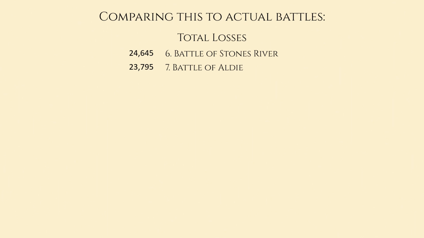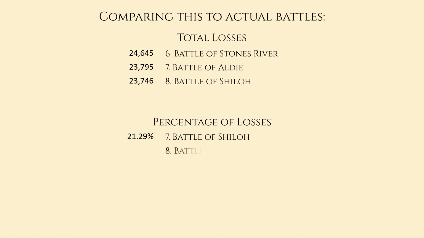So we're going to compare this battle to the actual battles of the Civil War. After all, I stopped my games at a certain point limit as opposed to just letting them kill each other indefinitely. So the Battle of Aldie is actually sandwiched in between the Battle of Stones River and the Battle of Shiloh in terms of total number of losses during the battle. If you look at it with percentage of losses, it's right between the Battle of Shiloh and the Battle of Antietam. So about 20% of those engaged at the Battle of Aldie ended up becoming casualties.